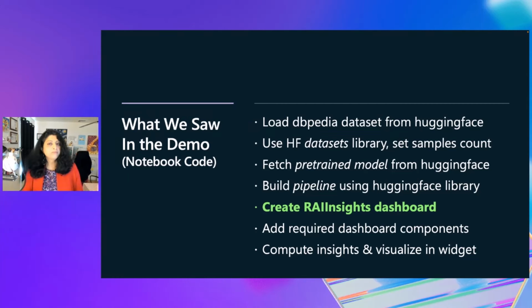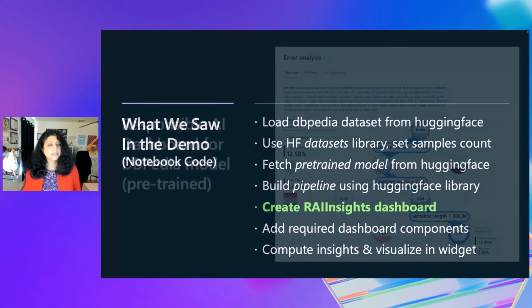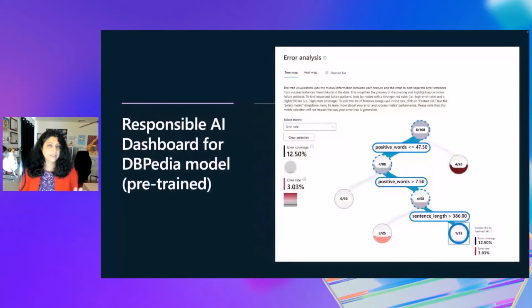So with this, hopefully you've had a sense for the two different sides: how you can start from data with something like Scikit-learn, train your own model, attach the dashboard and look at the insights, or how you can go to a place like Hugging Face, pick up pre-trained models, pre-trained data sets, and do the same thing.